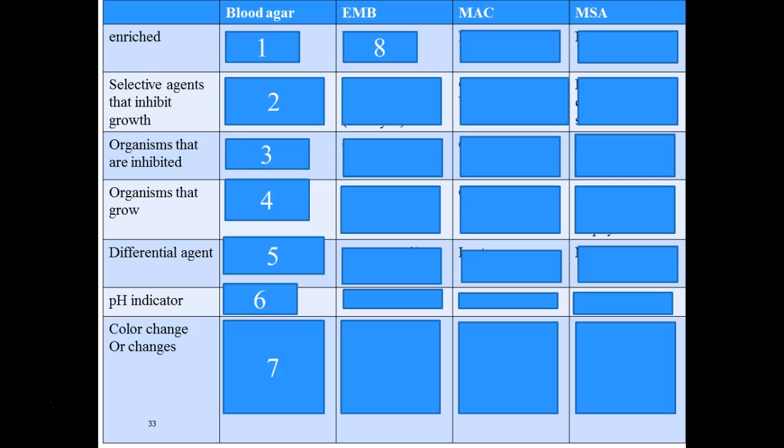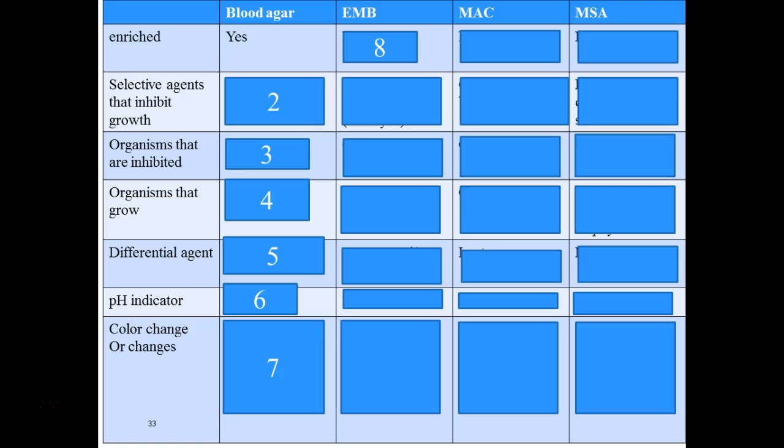Chocolate agar is a microbiology kind of funny, right? It's not actually chocolate, is it? It's lysed red blood cells. But guess what color it is? It's brown, right? So even microbiologists have a sense of humor. So for blood agar, is it enriched? Well, yeah, it has one of the most common enrichments in it, and it says it in its name, blood, right? So that's a yes.